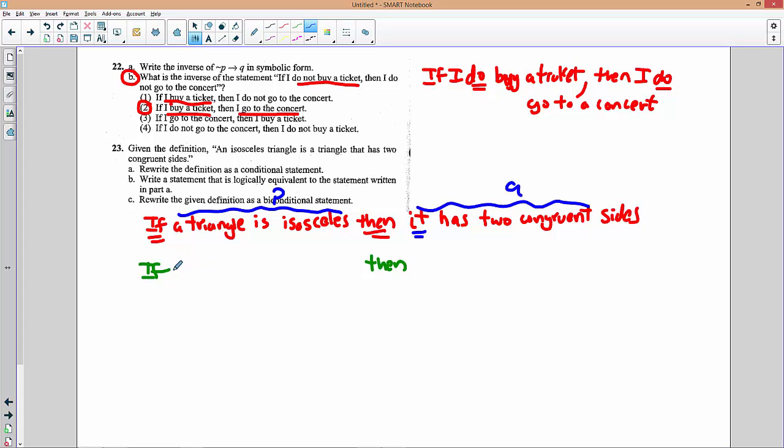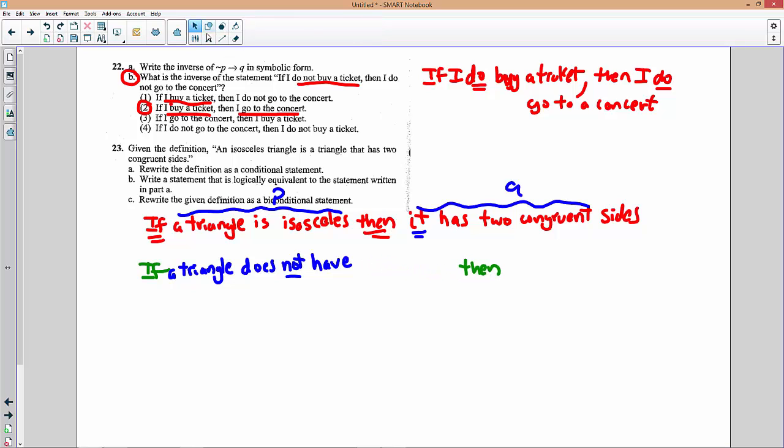So we say if a triangle, because that's the noun, we're going to keep the noun in the front. If a triangle does not have two congruent sides, I don't think I'm going to fit it, so does not, right? Does not have two congruent sides.